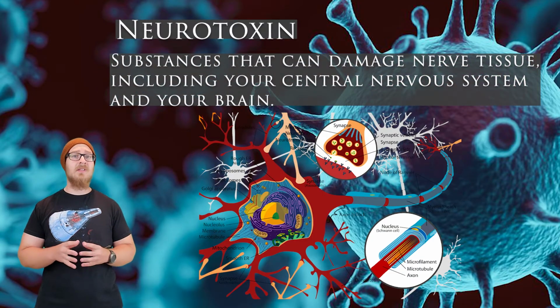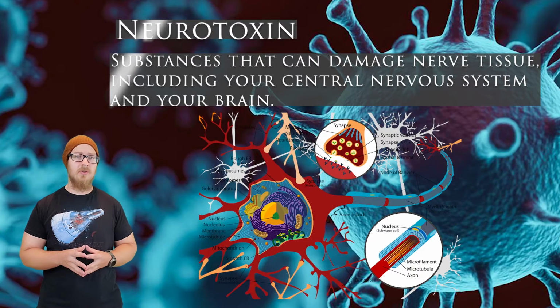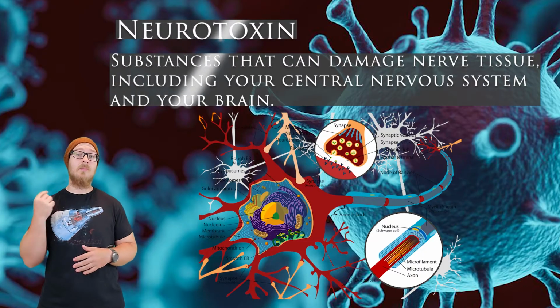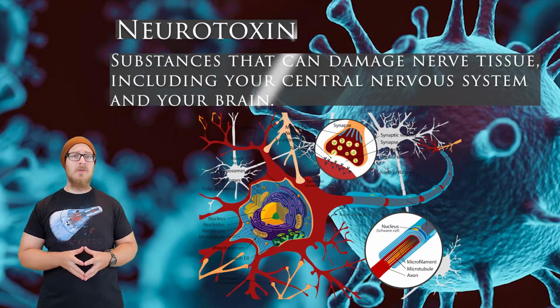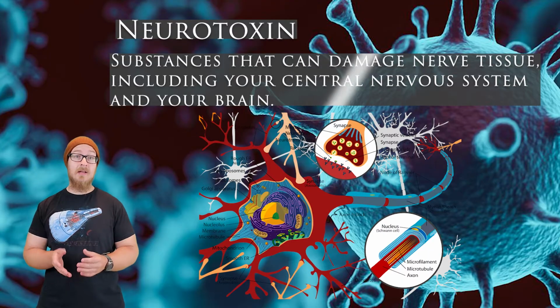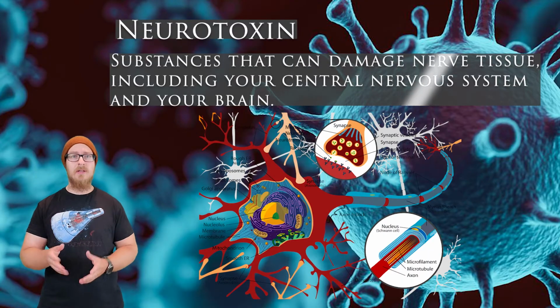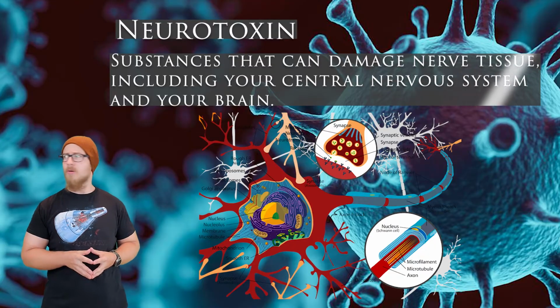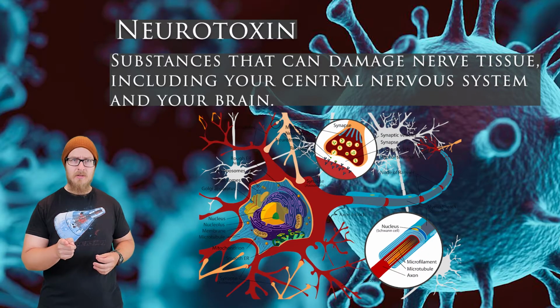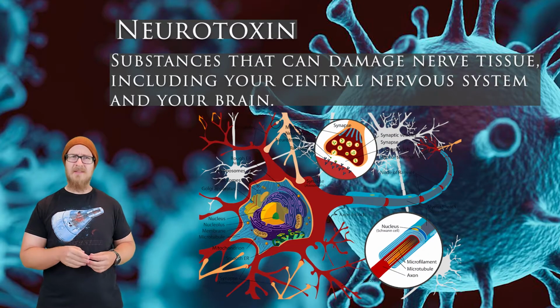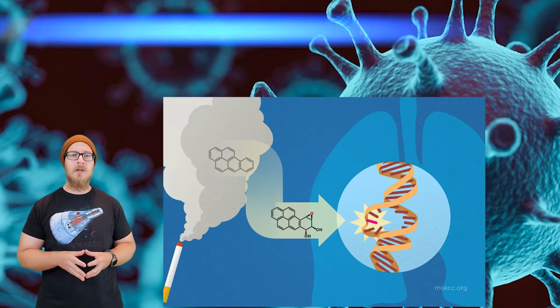Neurotoxins are substances that can damage nerve tissue, including your central nervous system and your brain. Common examples of neurotoxins are lead, mercury, and ethanol, which is the active ingredient in the alcohol we drink. Or you should not drink until you're 21. And even then, don't drink, it's silly.